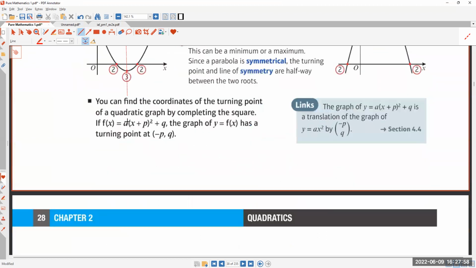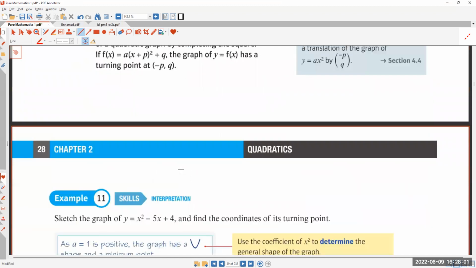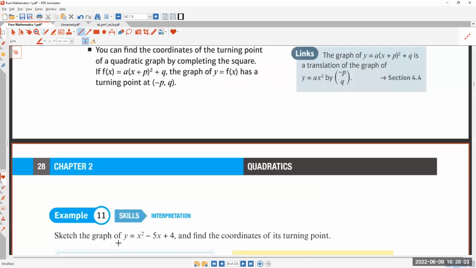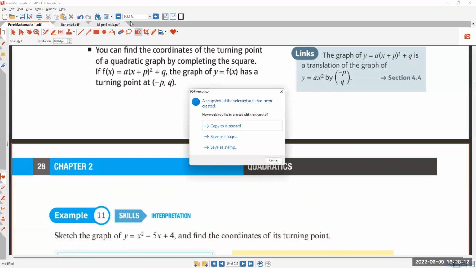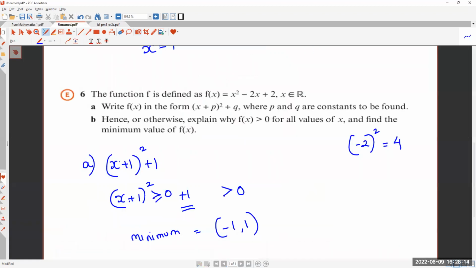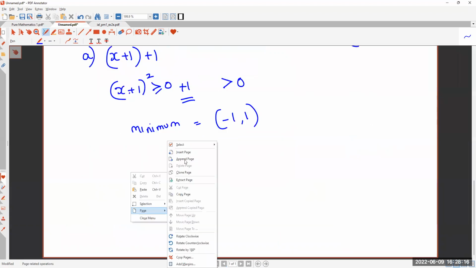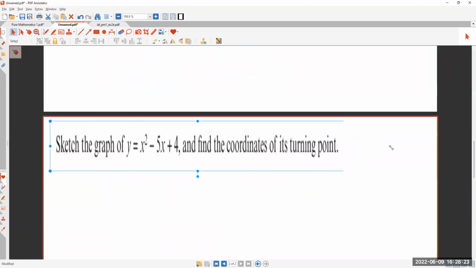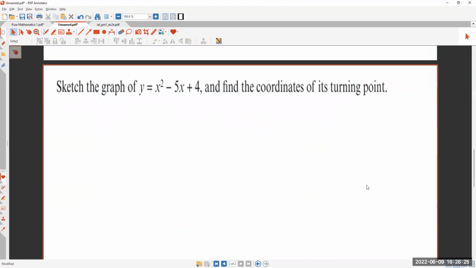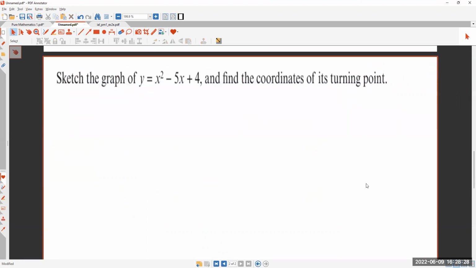Okay. So I'm going to show everything over here. It was to sketch the graph. Okay, so let's try to sketch this graph and find the coordinates of its turning points.